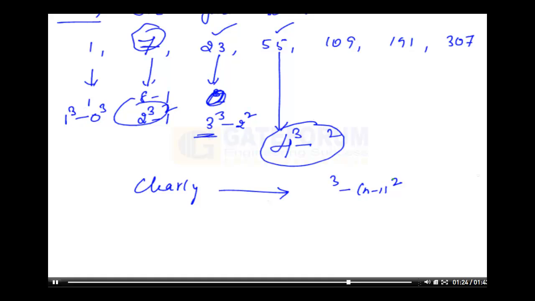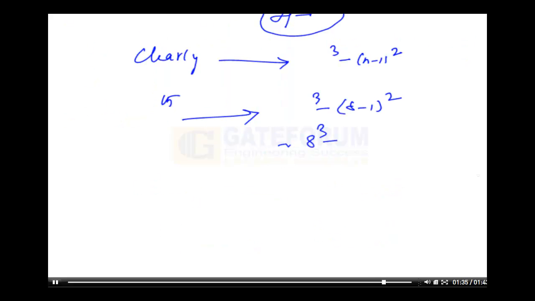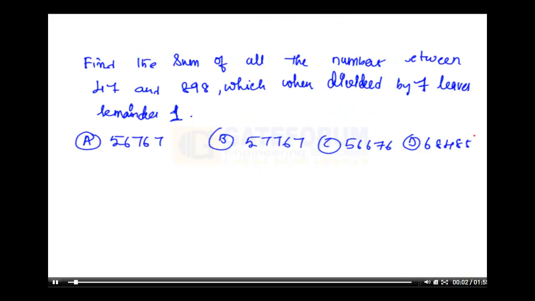Now look into the term which we require. 1, 2, 3, 4, 5, 6, 7, 8th term. So the 8th term can be written as 8 cube minus (8 minus 1) square, which is 8 cube minus 7 square. If we simplify, the value will be 463. That is option C.